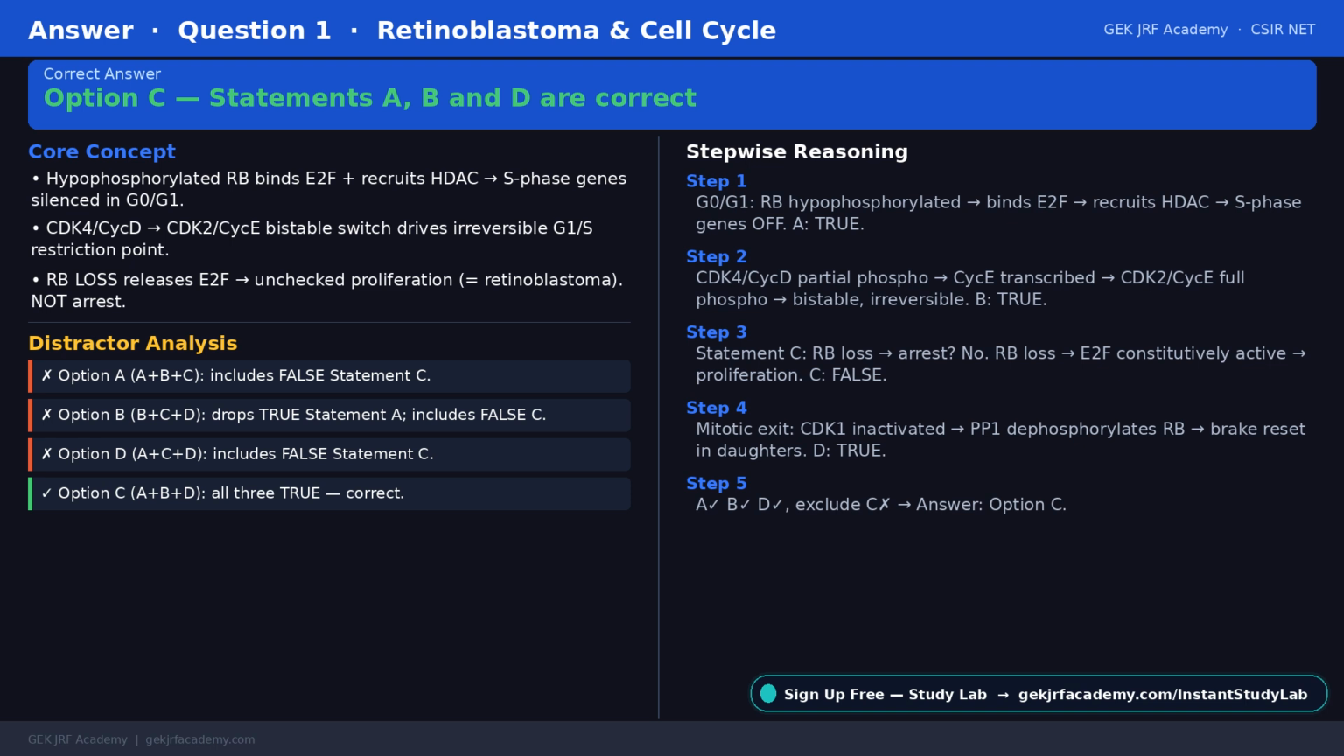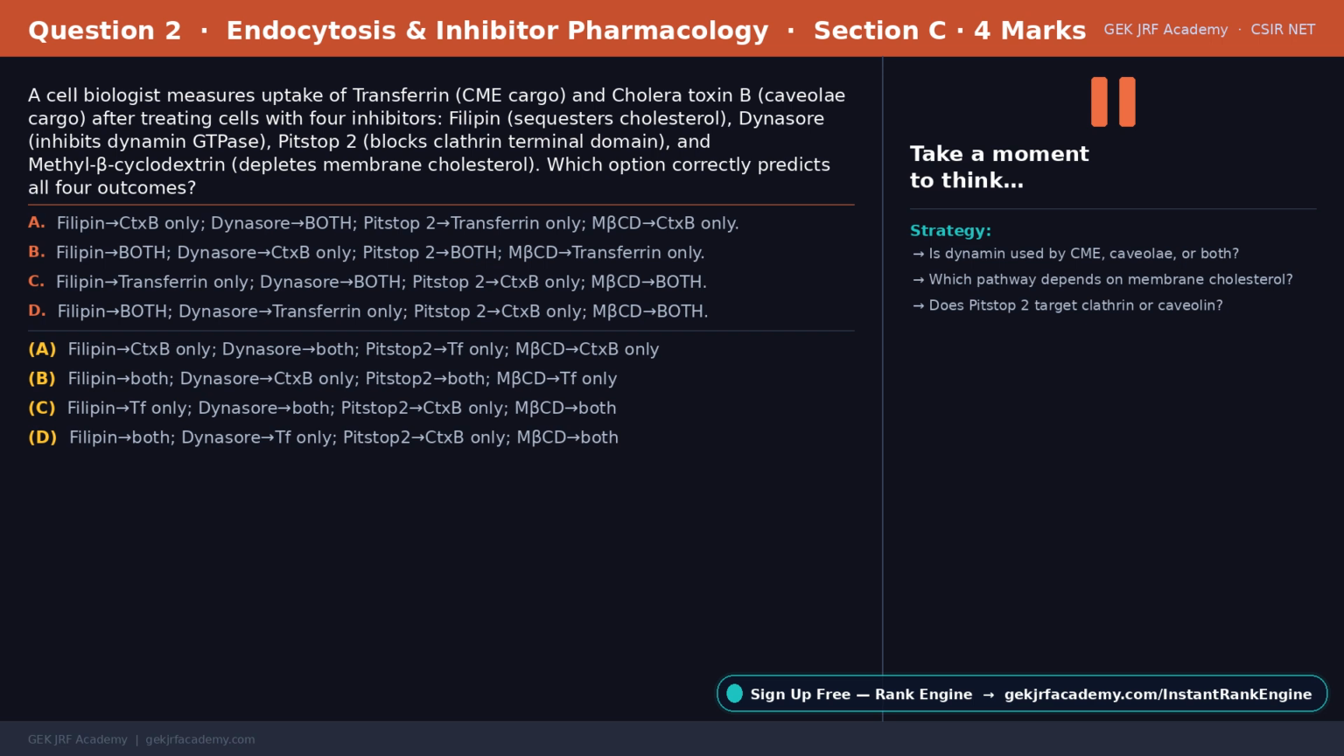Statement A. True. Statement B. True. Statement C. False. Statement D. True. Options A and D include the false statement C. Option B drops the true statement A. Only option C correctly pairs A, B and D. The answer is C.